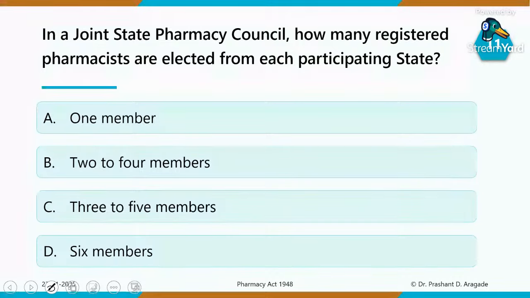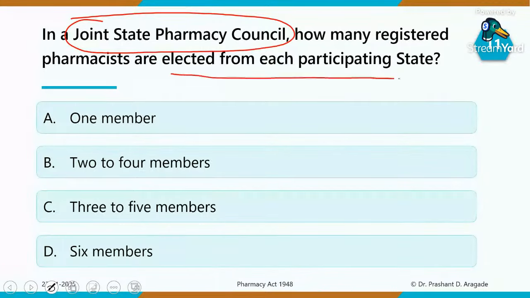Now, this is a question related to the Joint State Pharmacy Council. How many members from the registered pharmacists are elected from each participating state?